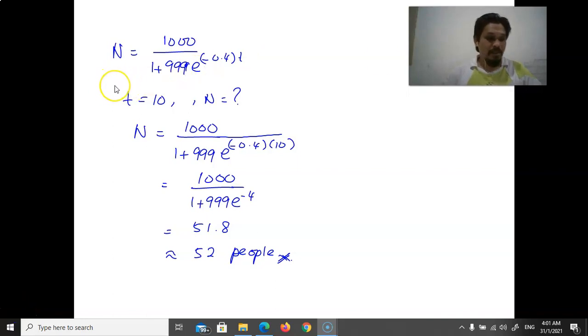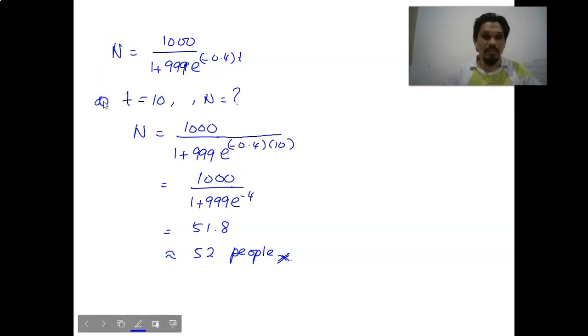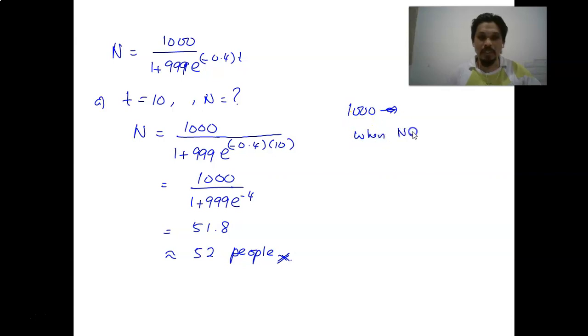Okay, so this is the solution for question A. After we find the n, we recall the equation of n here, so this is the first question of A. And then from 1000 of the population from the beginning of the question, when n equals half of this, which is n equals 500, then 0.4t equals natural log of 999.